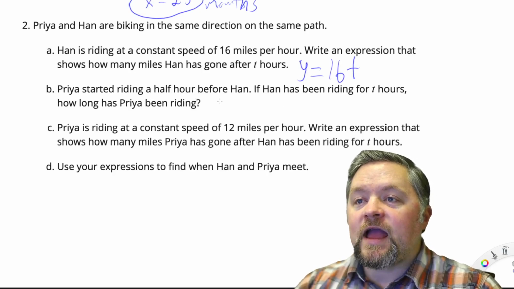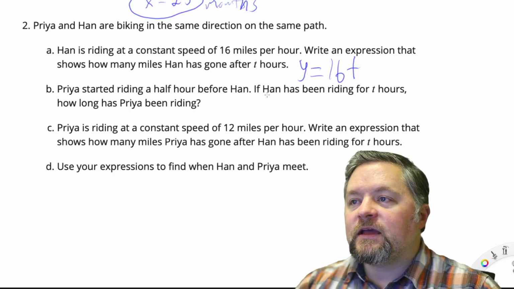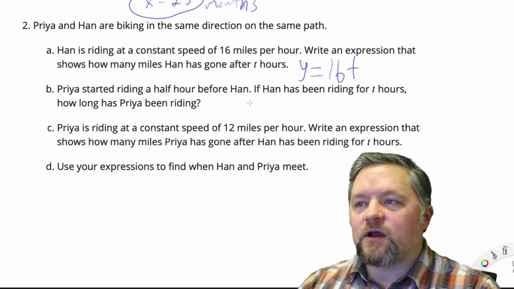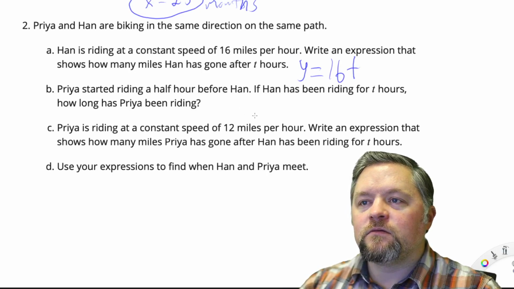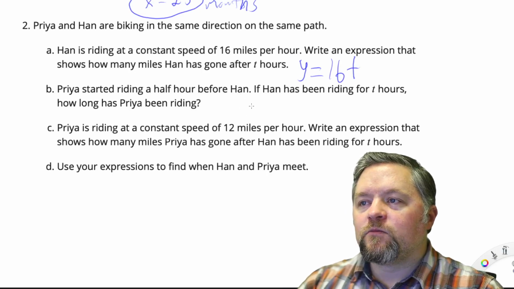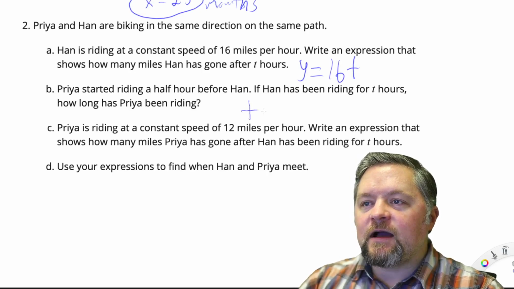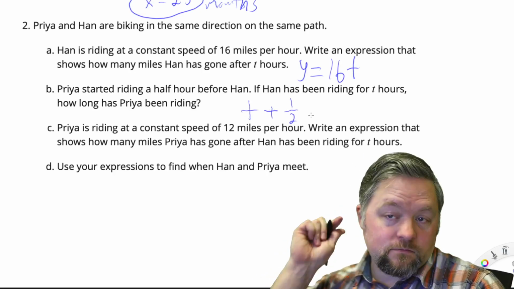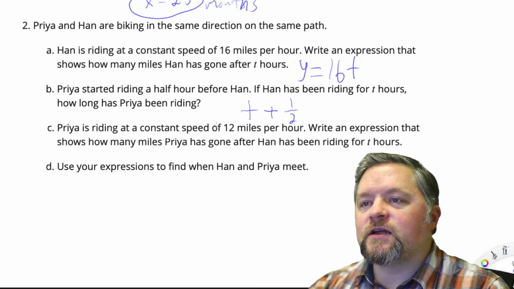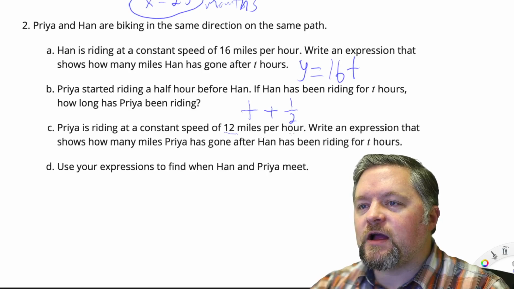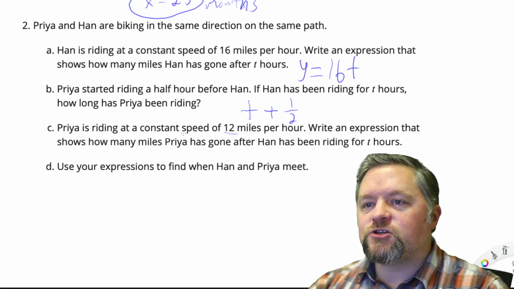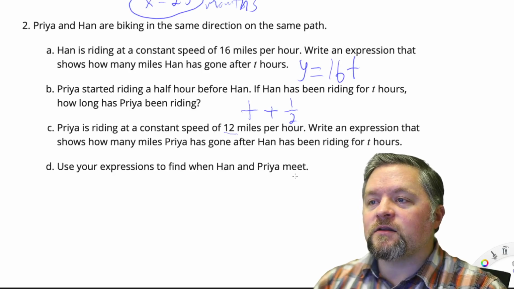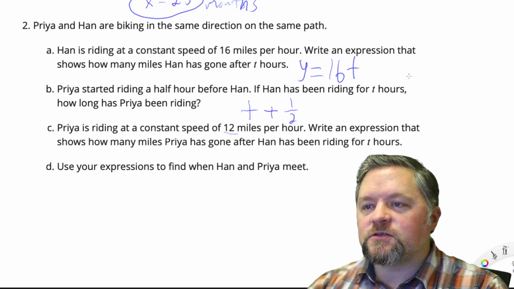Priya started riding half an hour before Han. If Han has been riding for t hours, how long has Priya been riding? Priya has been riding t hours plus half an hour. Priya is riding at a constant speed of 12 miles per hour. Write an expression that shows how many miles Priya has gone after Han has been riding for t hours.